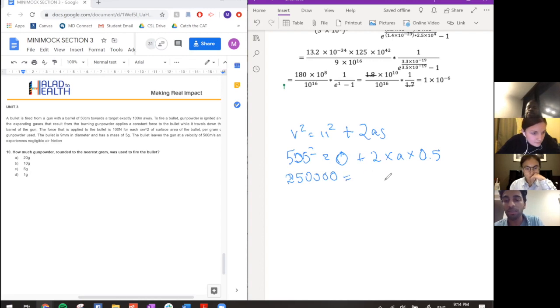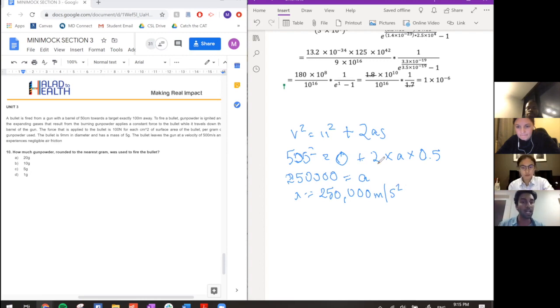250,000 equals a. So I notice that a in this case is equal to 250,000 meters per second squared. Okay, so I've figured out the acceleration. So what's the next step in this case?